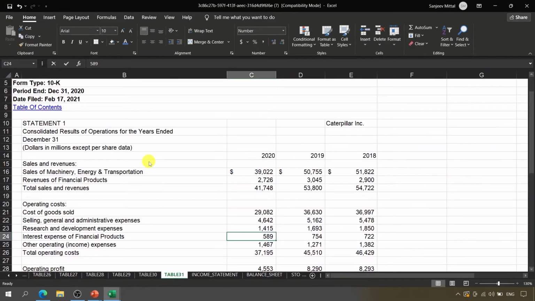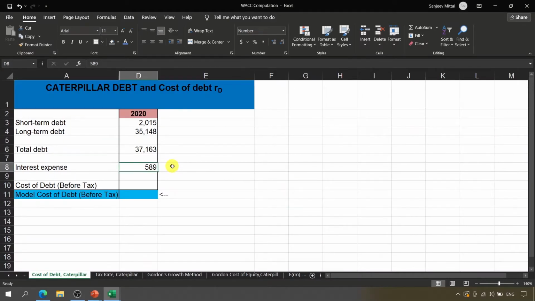Now, one more thing, that all these numbers are in definitely millions, as you can see. So I'm not talking and saying that these are in millions, but I'm using the general dollar word. Now, after that, we need to find our cost of debt before tax.